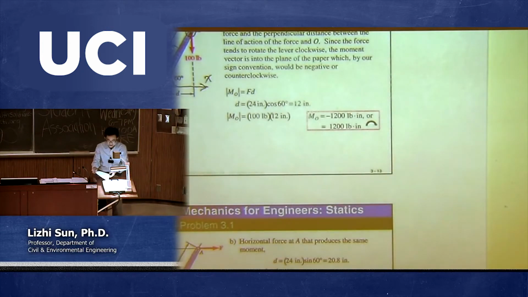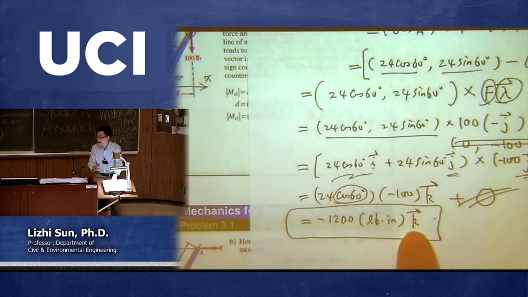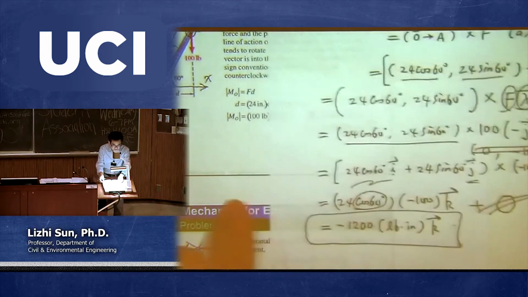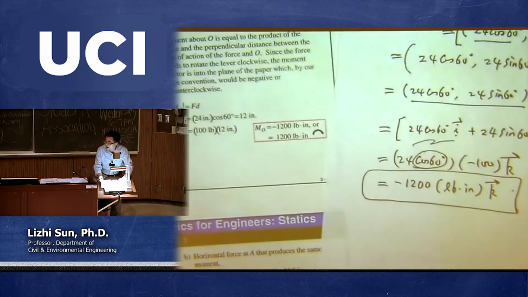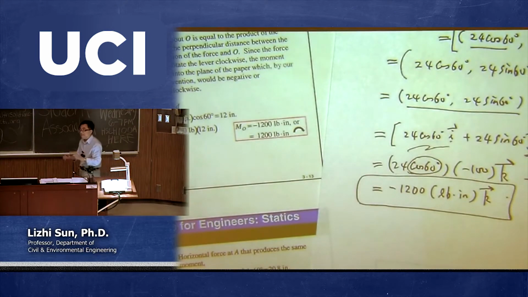So either way, you may say, why do we have a K here? Because we already established a two-dimensional coordinate system, then obviously I cross J equals K. So whether you're going to write this K or not, or use this way, that doesn't matter. The two methods always finally give you the same answer.